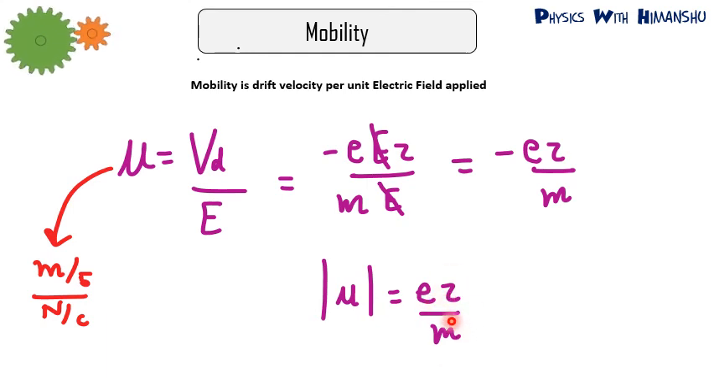This m is mass of electron. So you can calculate mobility for any mass, for any charge. You just have to put the value of charge, tau, and mass of that charge. Also remember, the SI unit of mobility will be, its velocity is meter by second, electric field is Newton upon Coulomb. So you have to remember the SI unit of mobility also.